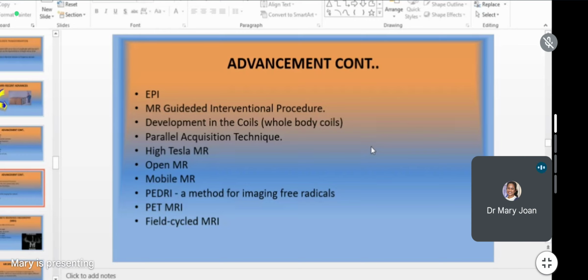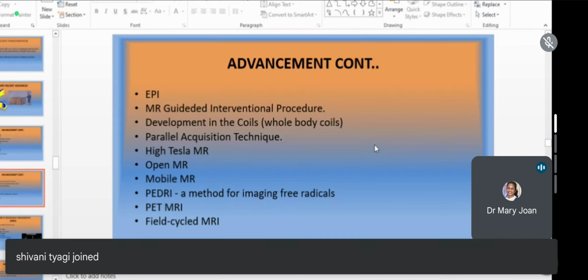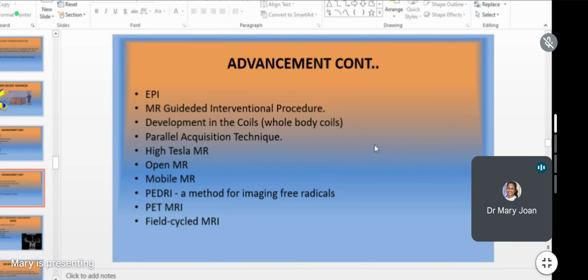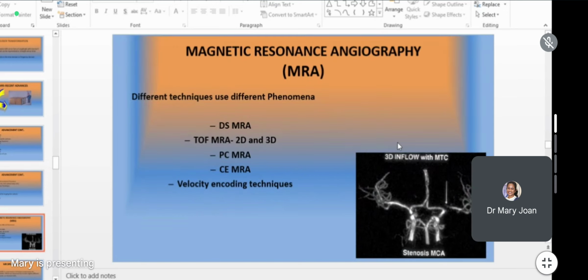And parallel acquisition technique, high Tesla MR, open MR, mobile MR, PDRI, a method for imaging free radicals, PET MRI, field cycle MRI. Even MRI linear accelerators have come into the picture, where we are treating cancer patients using the radiotherapy linear accelerator in which an MRI machine is embedded. So the MRI imaging helps to track the tumor or the normal structures, the critical organs, while delivering the high radiation doses to control the tumor.